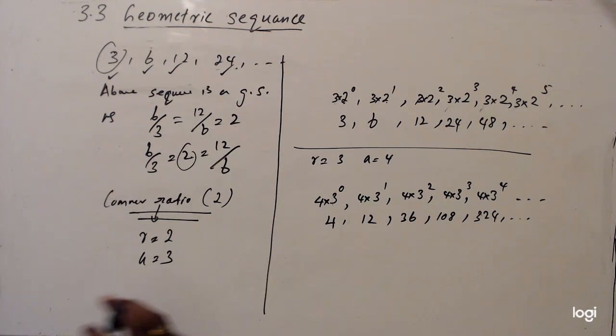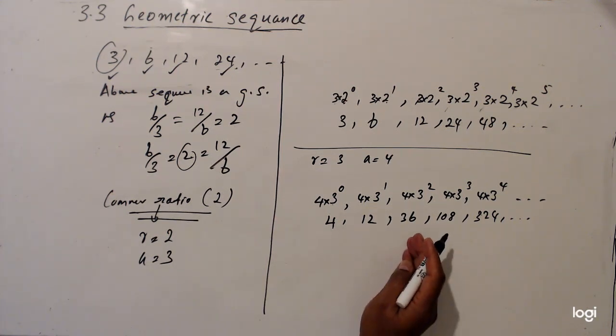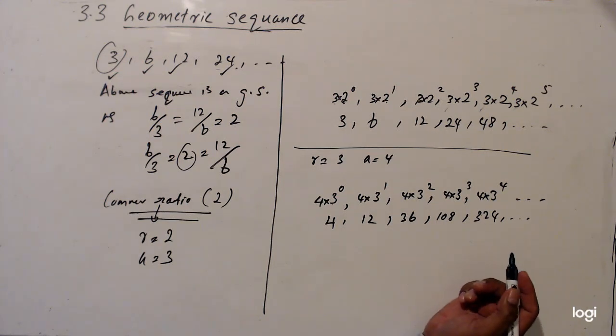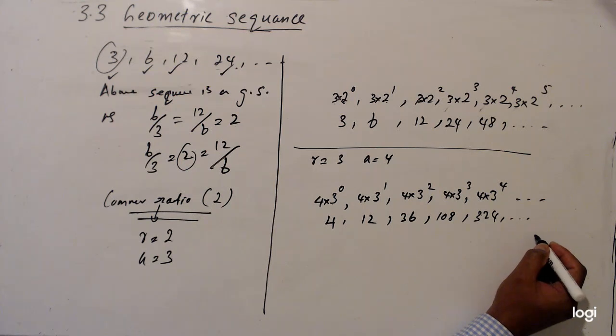My next question is, this is the first term, second term, third term, fourth term, fifth term. How do you write the 18th term?